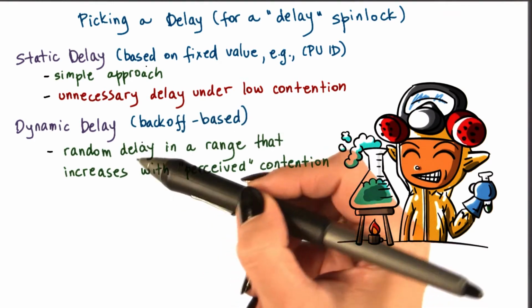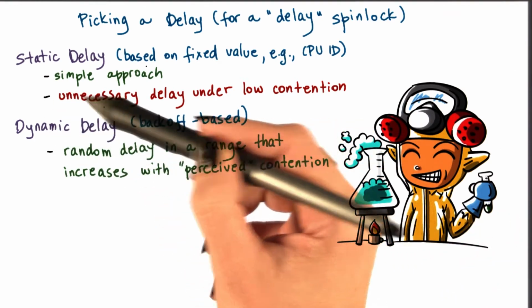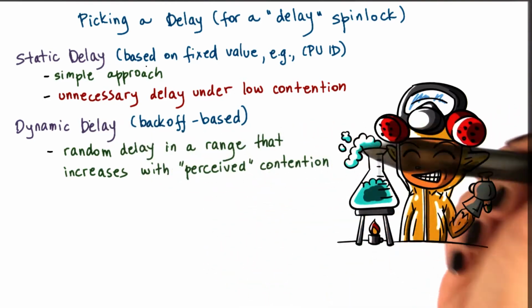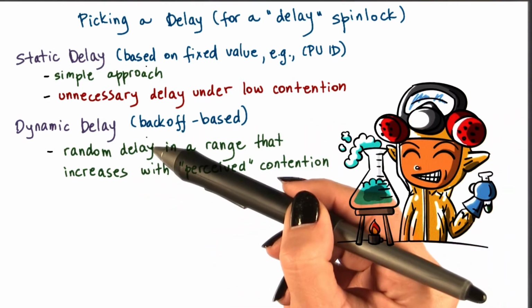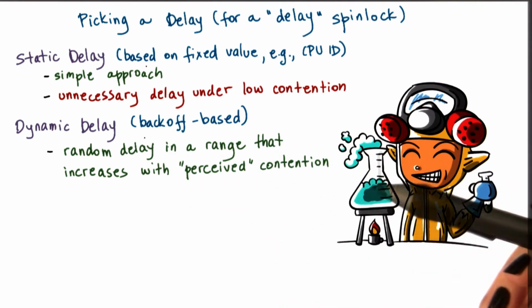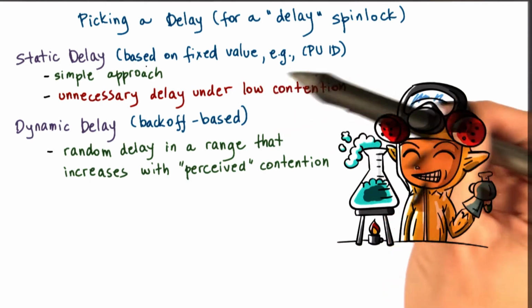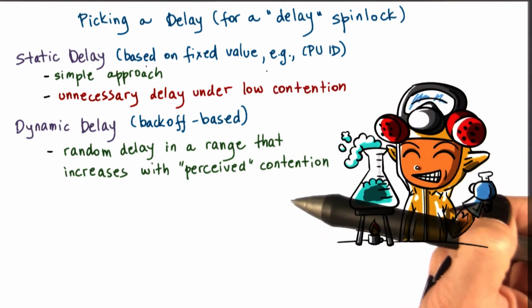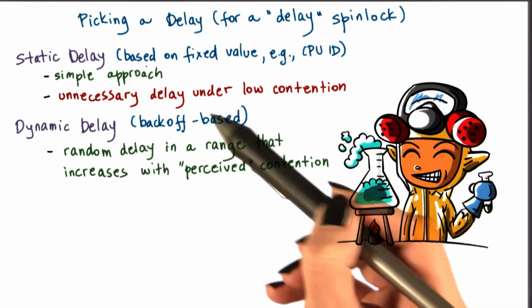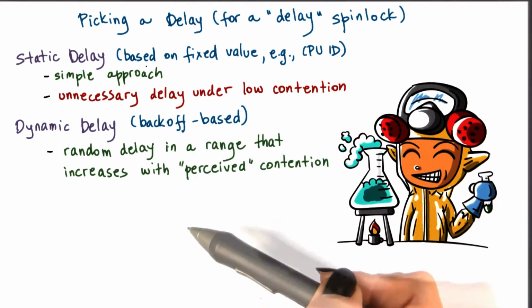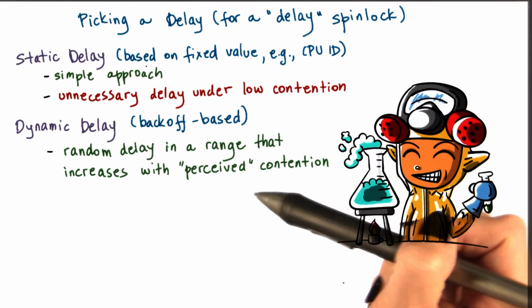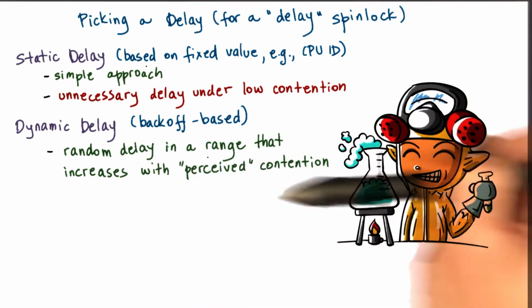So to avoid this issue, a more popular approach uses dynamic delay. With dynamic delay, each process will pick a random delay value based on the current perception of the contention in the system. The idea is if the system is operating in a mode of low contention, then it will choose a delay value that's within a smaller range. So it will back off just for a little bit. It will delay just for a little bit. And if the system is operating in a mode of large contention, then this delay range will be much larger.